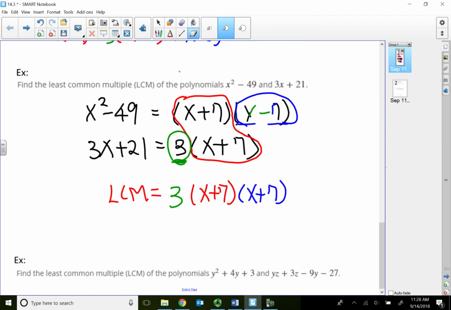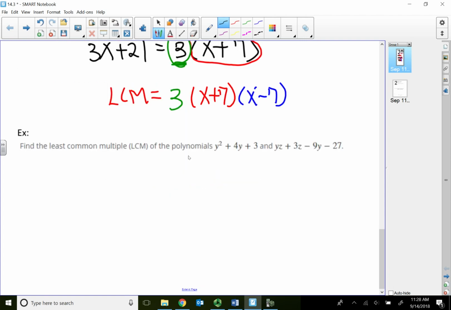So this is minus. Sorry. The plus 7 repeated. The minus 7 did not repeat. All right, let's try another one. Count the repeated factors and the non-repeated factors.